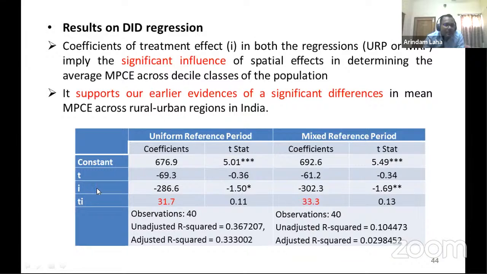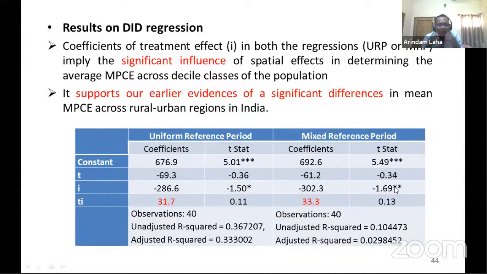But what is significant? Significant is that of the regional variable. Okay, it is significant at 10% level. It is significant at 5%. Okay, so what we can conclude is that here regional variable has a significant influence, irrespective of the method of consumption expenditure. Our regional variable has a significant influence on consumption behavior. Okay, so rural-urban differences, mean consumption expenditure across rural and urban region, they are statistically significant.